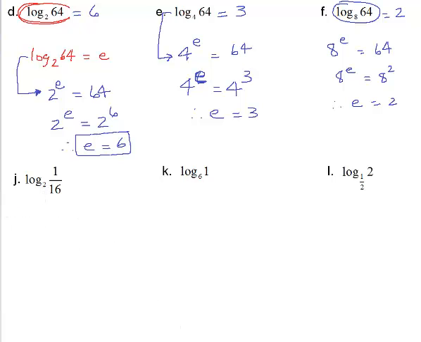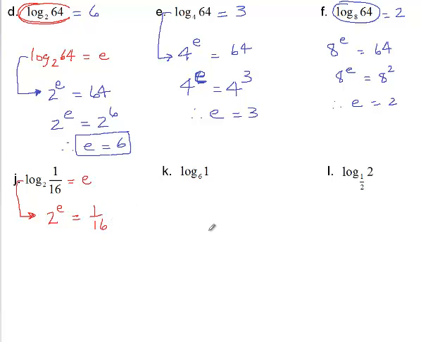Now look at J. It's a little bit different. We've got a fraction. So we're saying 2 raised to what power is 1 over 16? So when I switch this to exponential form, if I let it equal e and switch it, 2 to the power of e equals 1 over 16.